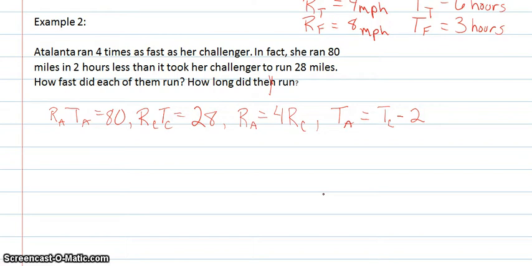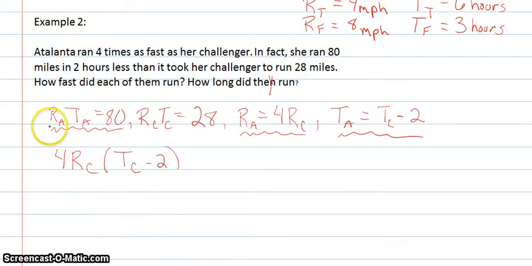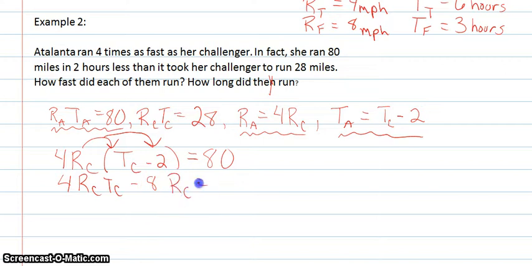And now I'm ready to start subbing things in, because I have the R sub A by itself and the T sub A by itself, so I could substitute those in for this first equation. So I have 4 R sub C times T sub C minus 2, so that's just filling in for the R sub A and the T sub A, and then that's equal to 80. Then distribute the 4 R sub C across, so 4 R sub C, T sub C minus 8 R sub C equals 80.